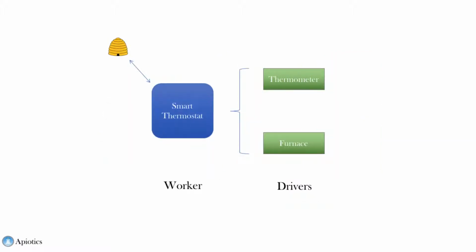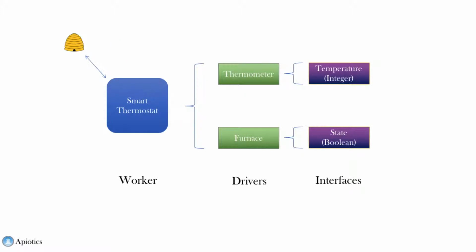Each worker has one or more drivers. A driver typically controls a peripheral connected to your IoT device. These peripherals are sensors or actuators that interact with something in the physical world. Each driver, in turn, has one or more interfaces. These interfaces are what your application will use to interact with these drivers.